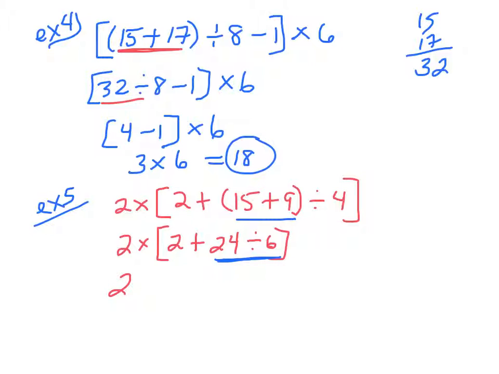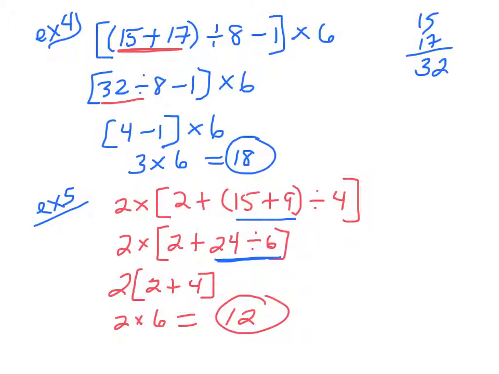So 2, and just as an aside, just so you know, I don't necessarily have to put that times sign there for the times. I can just put it next to the bracket, and that just means that you will be multiplying. Alright, 2 plus 24 divided by 6 gives me 4. I now know that 2 plus 4 will give me 6, and when I do that multiplication, that will give me 12. Awesome, thanks for listening.